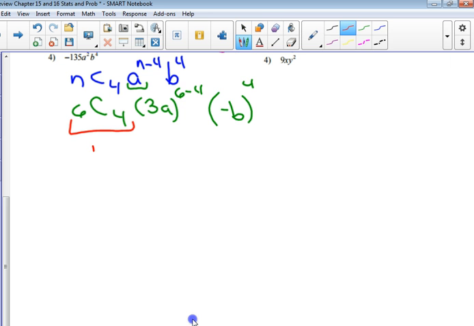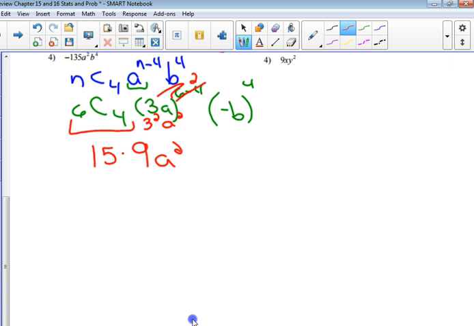Okay, so this part's 15. Now in here, 6 minus 4 is really 2. One place people get tricked is they forget to bring this exponent to both parts. Right? This exponent's got to go to both parts of it. So you're really doing 3 squared and then A squared. What is 3 squared? So 9, yeah. So it's like times 9A squared.